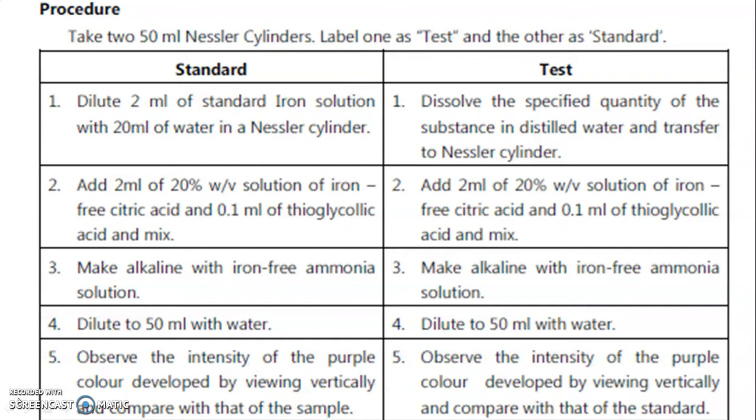If the color intensity produced in the test sample is less as compared to that of the standard, by viewing transversely against the white background, we will conclude that the given test sample has less iron soluble impurities as compared to the standard, and these are within the pharmacopoeial limit. Hence, we can conclude that the given test sample passes the limit test for iron, and vice versa.